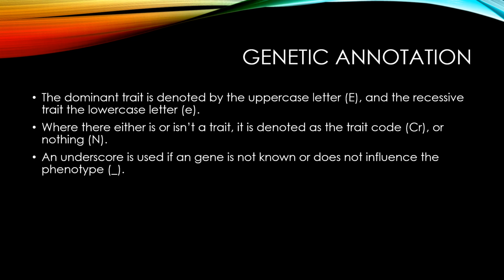When we talk about genetics and genes, we use specific annotation to denote what the genetic code is. The first is when a gene has two forms, a dominant and a recessive form. An uppercase letter is used to denote the dominant gene and a lowercase letter is used to denote the recessive gene. Secondly, when a gene is either present or absent, we use the gene code if it is present or the letter N if it is absent. If the gene is not known or does not influence the phenotype, we use an underscore.